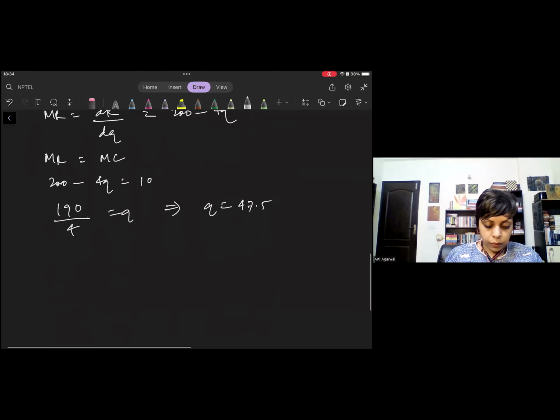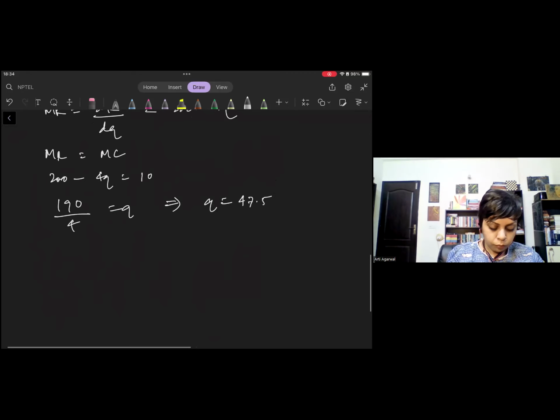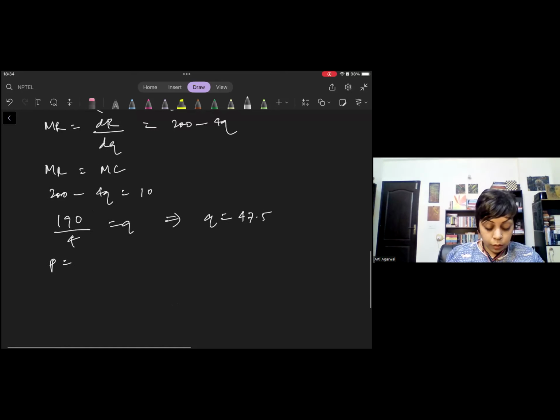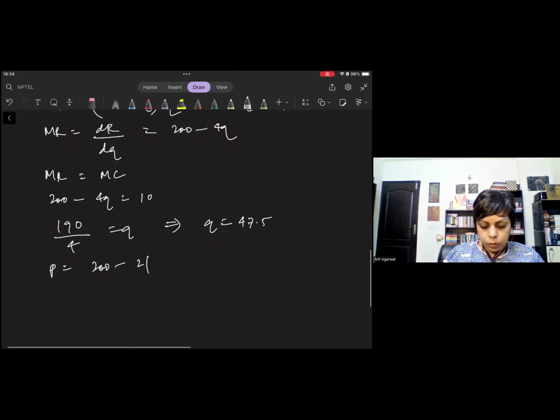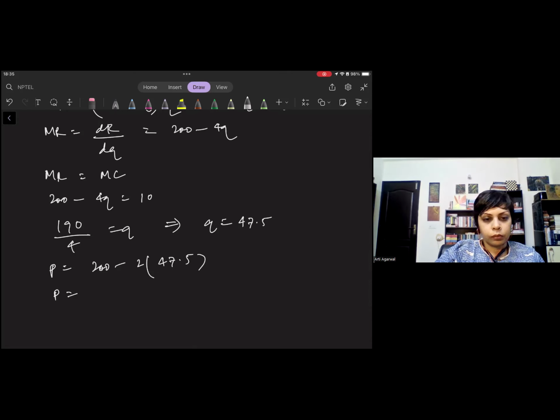The price is not the same in both the cases. We have to calculate the price. Marginal cost is the same in both the cases, but price will not be the same. 200 minus 2 into 47.5.